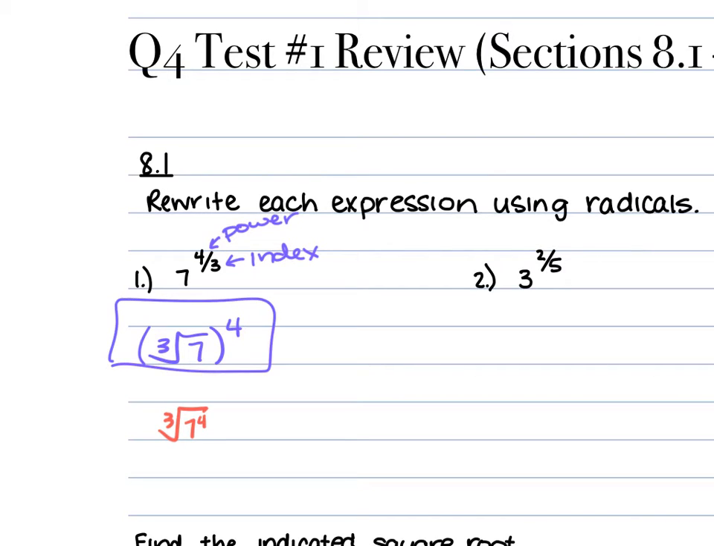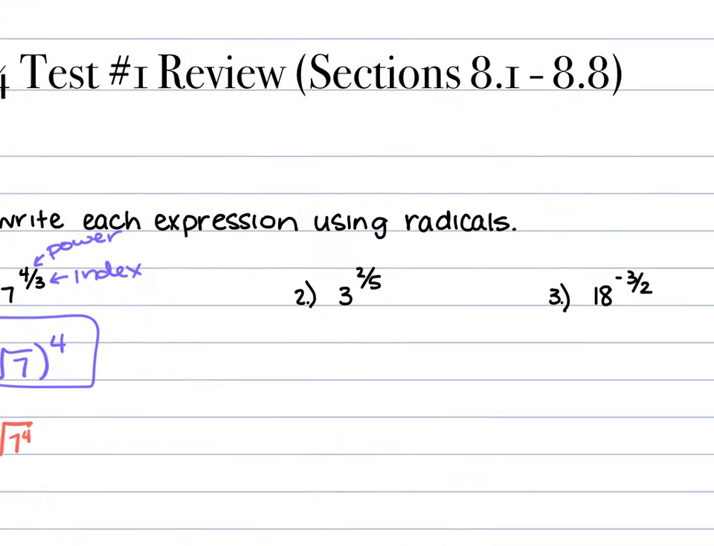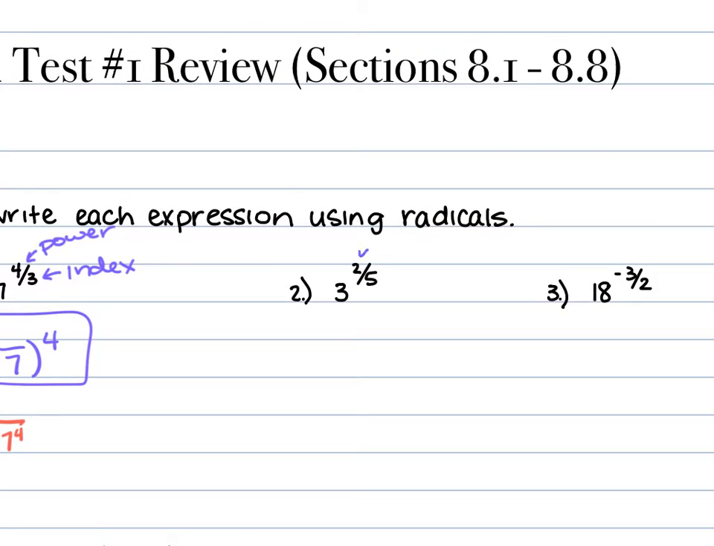I prefer the first. For 2, we have 3 to the power of 2 over 5, so the 2 is our power, the 5 is our index. So this is going to be the 5th root of 3 squared.